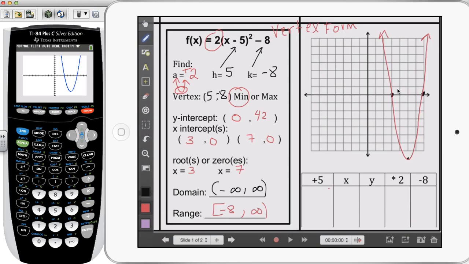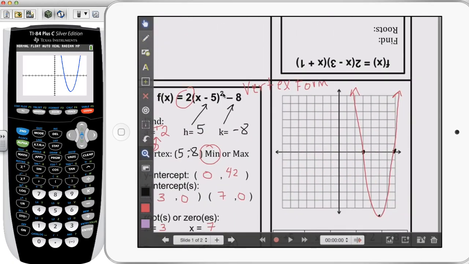So this is how you do the vertex and the a by looking at the equation, but you can always check by graphing it on your calculator. So remember, if a is positive, it opens upward, and you will always have a vertex that is a minimum. What if a is negative? Then it would be a graph that opens downward, and it will have a vertex that is a maximum. So let's move on to our second example.